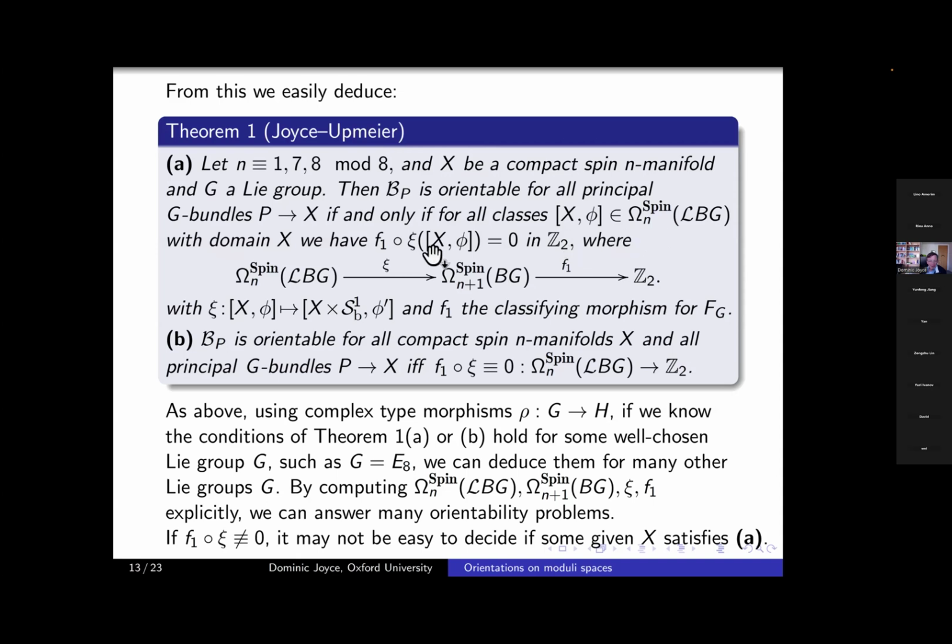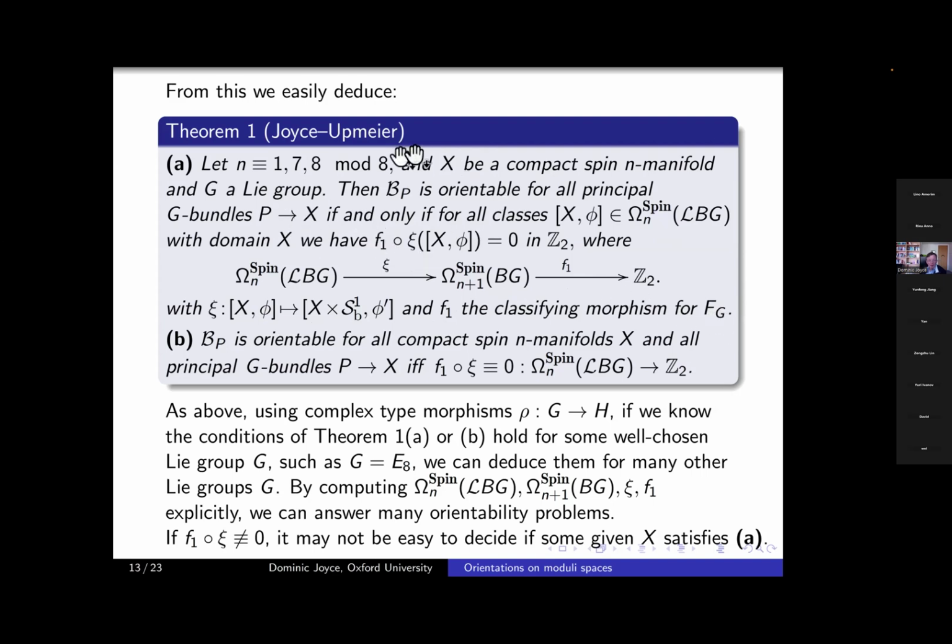Then this holds if and only if for all classes in the nth spin bordism group of the loop space of BG, in which the domain is our fixed compact spin manifold X, but phi is an arbitrary map from X into LBG, then F1 of Xi acting on this thing [X, phi] is 0 in Z2, where Xi is a natural map from LBG into the (n+1)th spin bordism group of BG, essentially taking [X, phi] to X cross S1 with the bounding spin structure, and phi prime is the map to BG corresponding to the map phi there. And then F1 is the classifying morphism for our orientation functor.